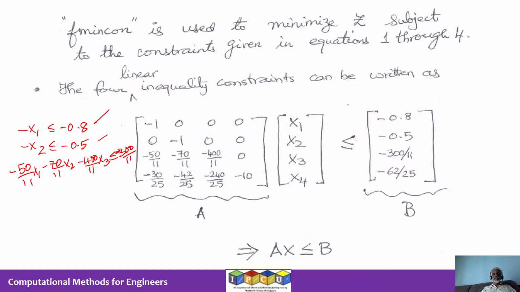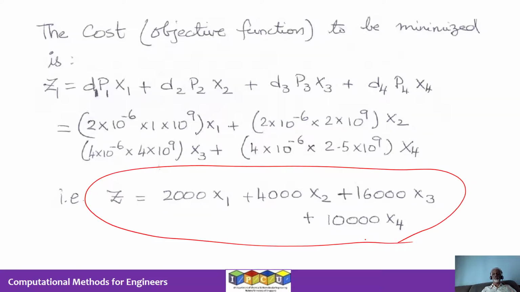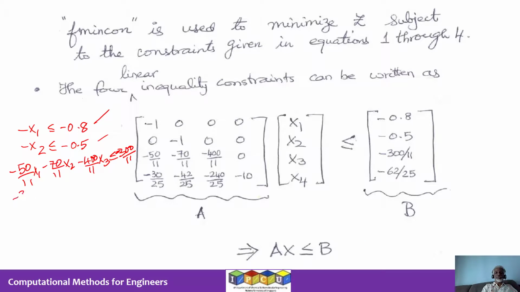And finally C4, the fourth equation, is minus 30 by 25 x1 minus 42 by 25 x2, etc., should be less than or equal to minus 62.5. So it's going to be minus 30 by 25 x1 minus 42 by 25 x2 minus 240 by 25 x3 minus 10 x4. That should be less than or equal to minus 62 by 25. So these are the four equations I've just copied from the previous slides.